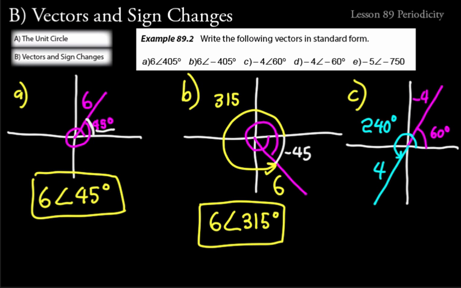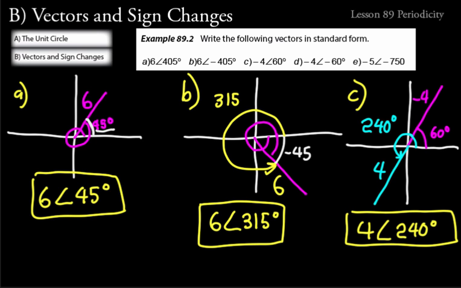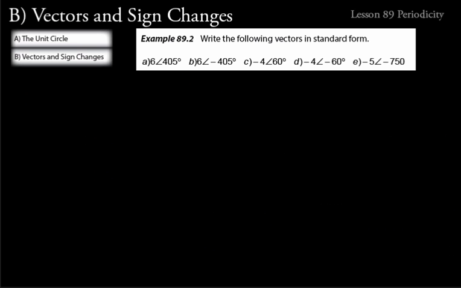So our answer there is 4 angle 240. That's our standard form, 4 angle 240 degrees. Remember, the standard form is when we have our simplest angle, it's positive, the magnitude's positive. Both things are positive. Let's look at D now.